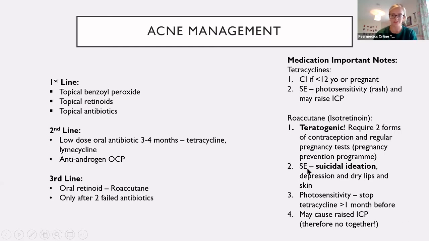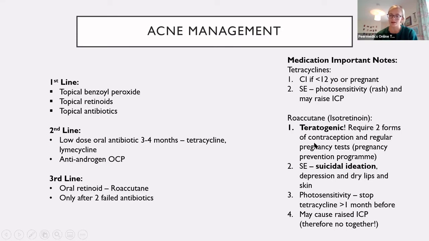Another big side effect of this is suicidal ideation and depression. So if the patient has a past history of mental health, you might want to take that into account when you're starting them on this. Make them aware this can make it a bit worse and keep an eye on them. Another big side effect is dry lips and skin. If the patient doesn't have dry lips while they're taking this, then it's probably not an effective dose for them. So practically everybody will get really, really dry lips and skin.